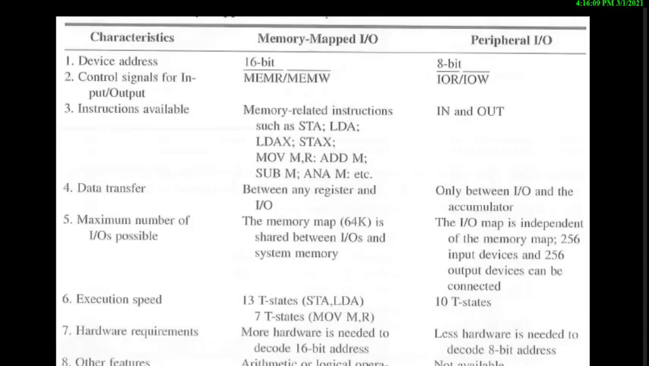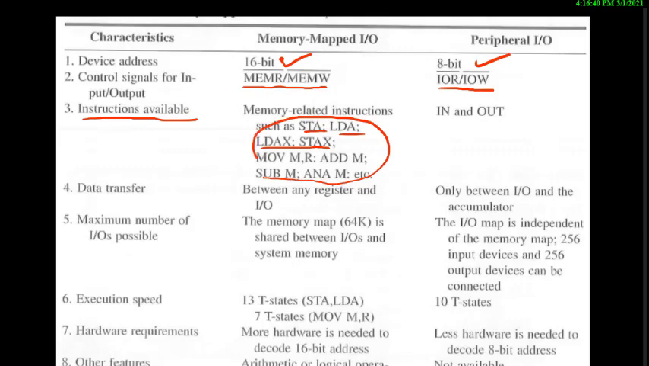Now finally we can make a comparison between memory mapped input output and peripheral input output. The first characteristic is the device address. For memory mapped, the device address is 16 bits, while for peripheral it is 8 bits. For control signals, memory mapped uses memory read and memory write, while in case of input output read and write, all the signals are active low. Then the instructions available for memory mapped input output are STA, LDA, LDAX, STAX. We will see these instructions in the coming lectures.